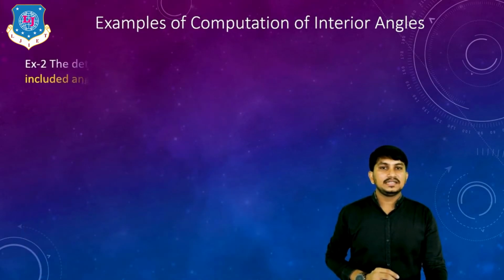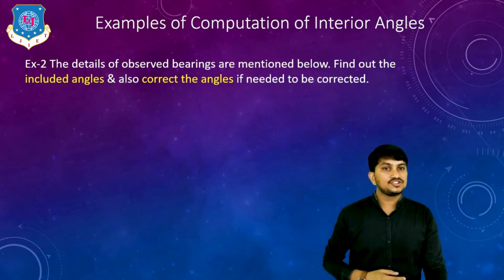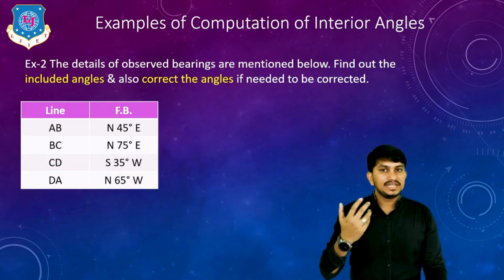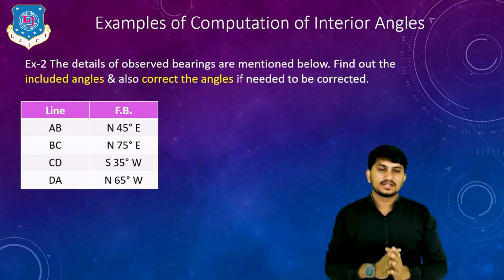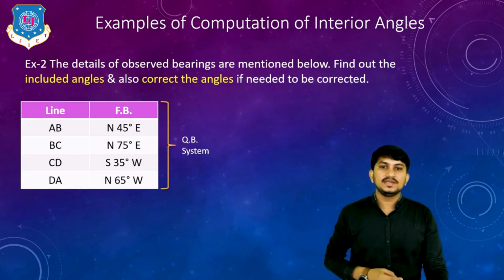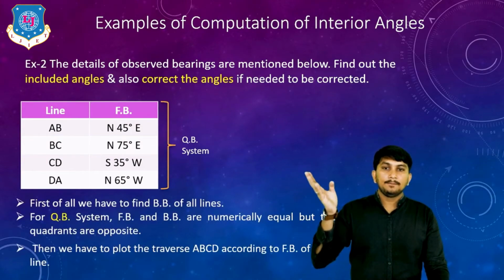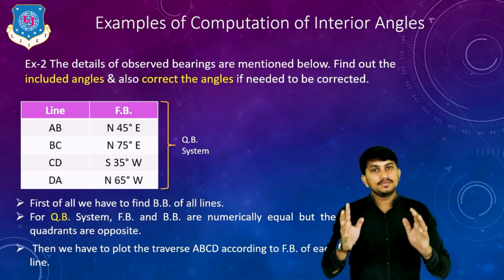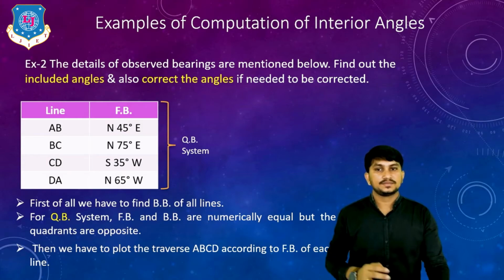Now, let's see another example. The details of observed bearings are mentioned below. Find out included angles, means interior angles, and also correct the angles if they need to be corrected. Here you can see the values are in QB system. First of all, we have to find back bearing of the lines, because without finding back bearing, we cannot calculate interior angles of the stations.